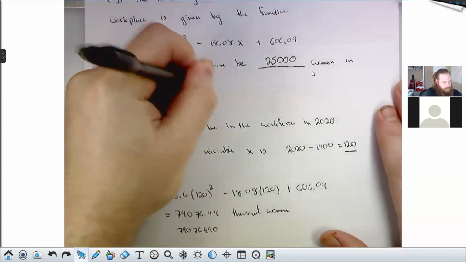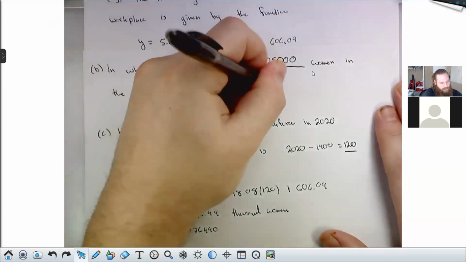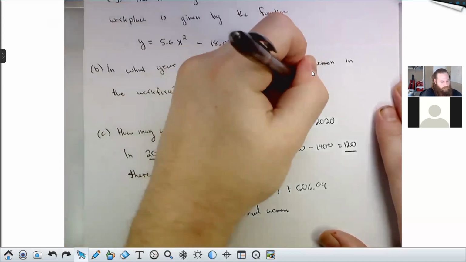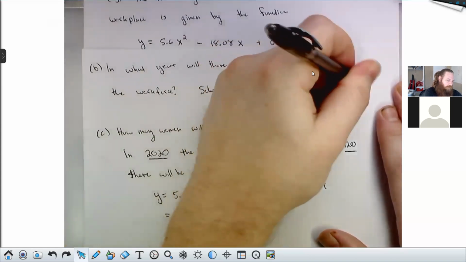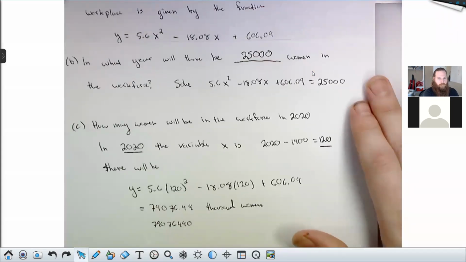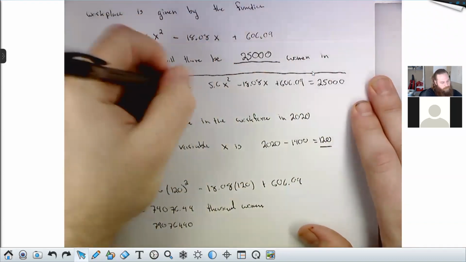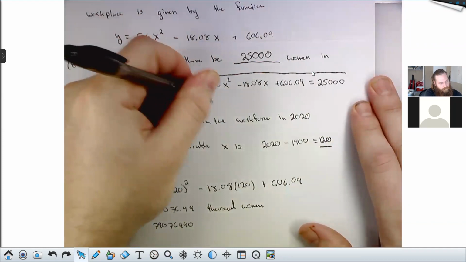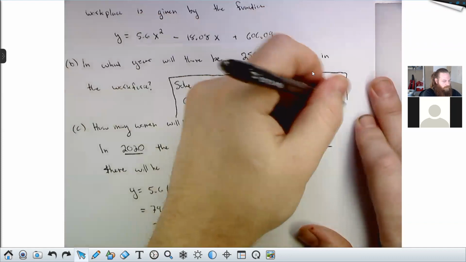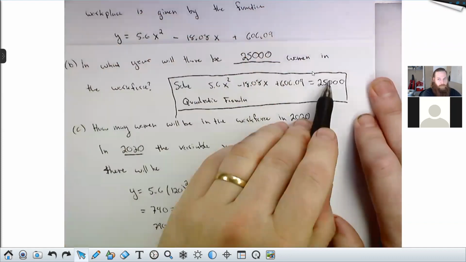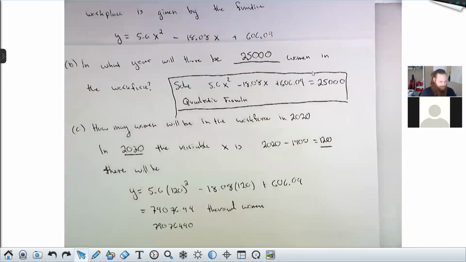We would need to solve 5.6x squared minus 18.08x plus 606.09 equals 25,000. You'd have to solve this equation, and you would do that with the quadratic formula, right? You would pull everything over. You would have to subtract the 25,000 from both sides to make this a 0. That would combine with this, and then use the quadratic formula.